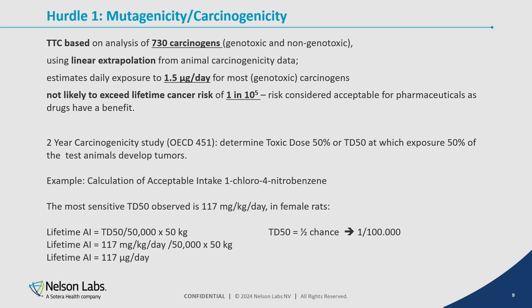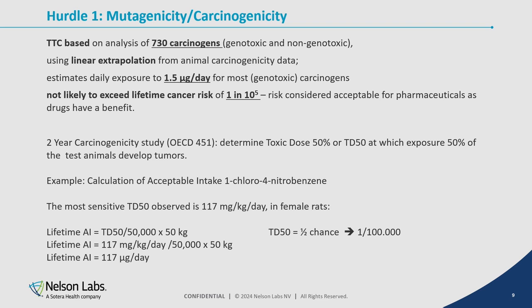So how do you extrapolate that to a human safe dose? They divide the TD50 by 50,000. Why? Remember, the acceptable risk to develop cancer is 1 in 100,000. At the TD50, 1 in 2 develops a tumor. So to bring that to a chance of 1 in 100,000, you divide by 50,000.